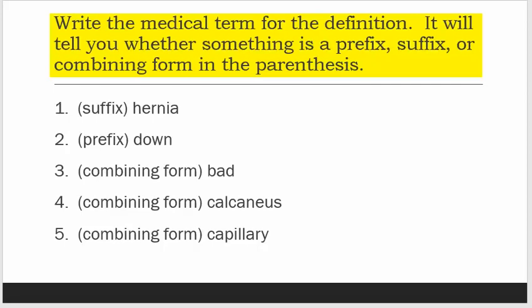All the question slides will be like this one. Write the medical term for the definition. It will tell you whether something is a prefix, suffix, or combining form in the parentheses. So, for instance, in number 1, we're looking for a suffix that means hernia. Number 2, a prefix that means down. Number 3, a combining form that means bad, and you get the idea.